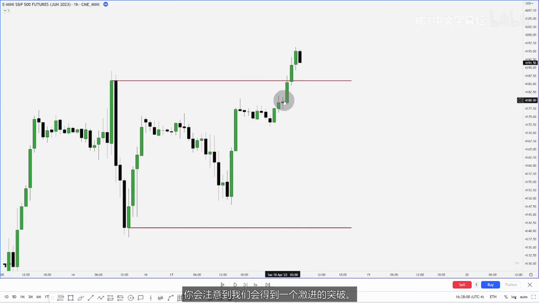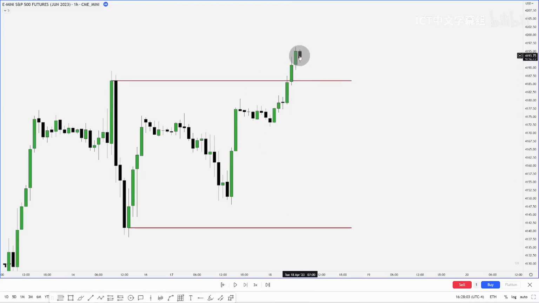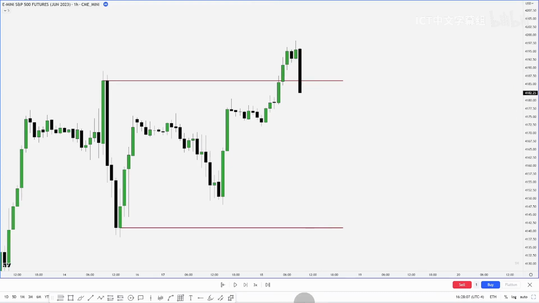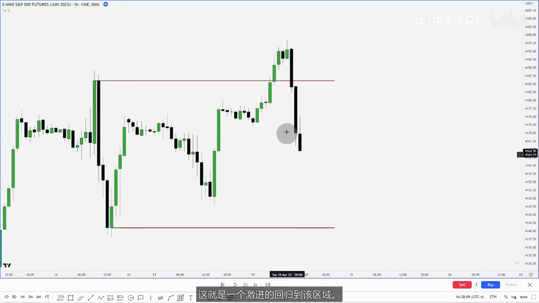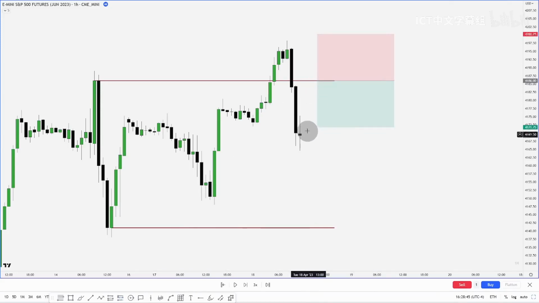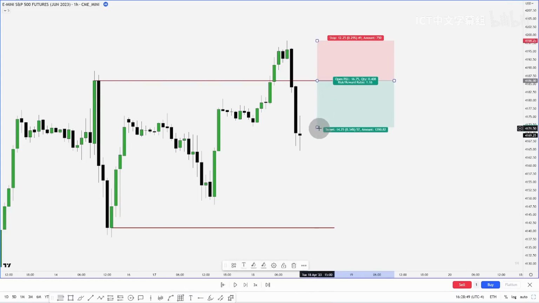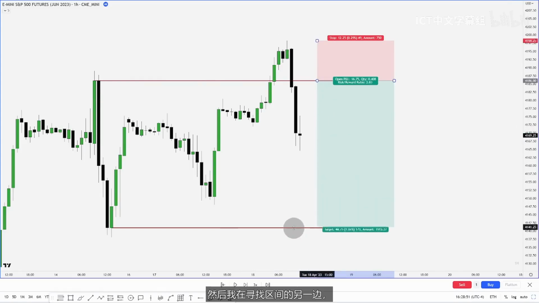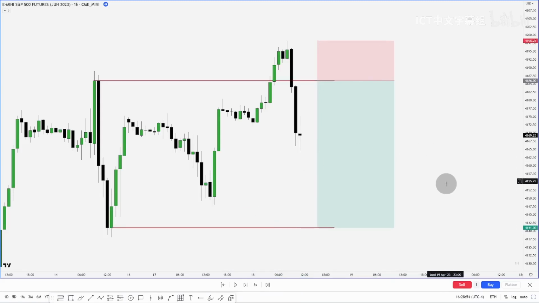And you notice we get an aggressive move out of the range, so to fulfill the requirements, I need an aggressive move back into the range. And that is an aggressive move back into the range. And the reason for needing the aggressive out and then back into the range is this is what forms the wick on a higher time frame. So now what am I looking for? I'm looking for a return to this area right here, or this previous high, my stop on this high, and then I'm looking for the other side of the range, preferably.